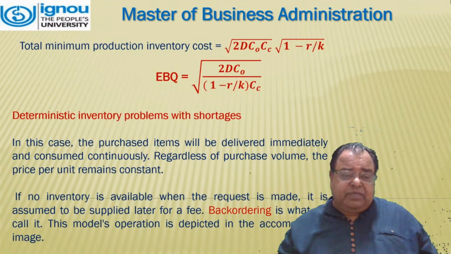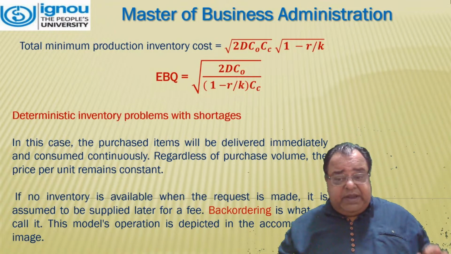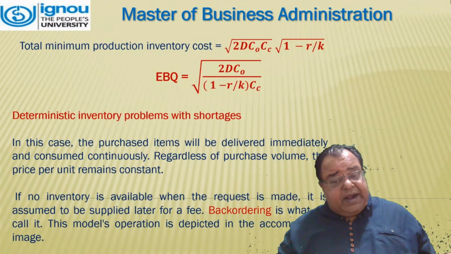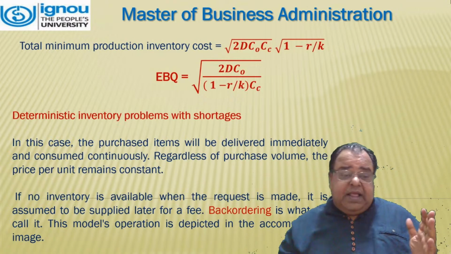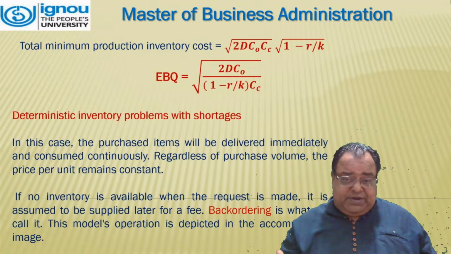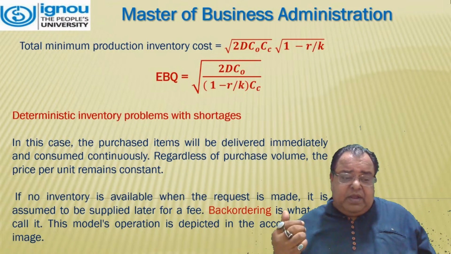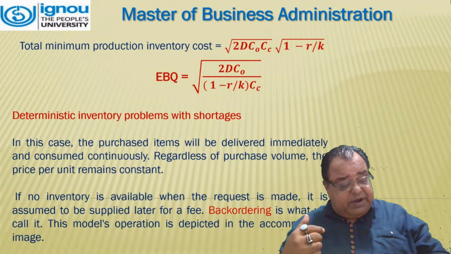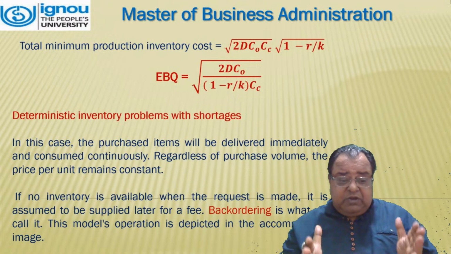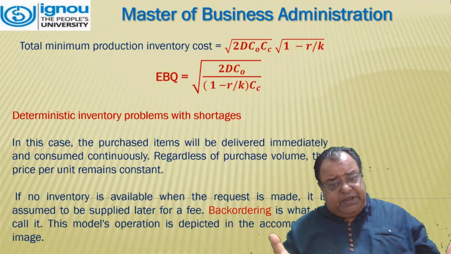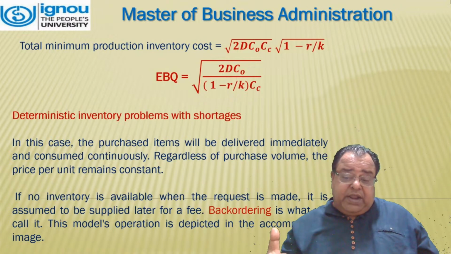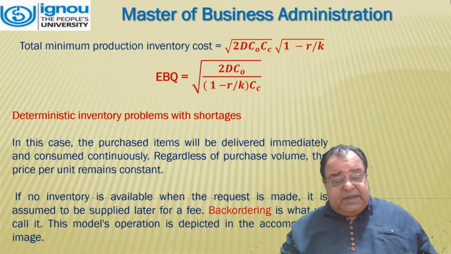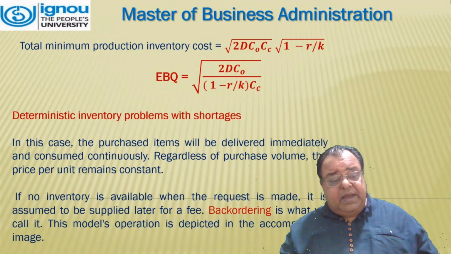In this case, the purchase item will be delivered immediately and consumed continuously, regardless of purchase volume. The price per unit remains constant. If no inventory is available when the request is made, it is assumed to be supplied later for a fee. Back ordering is what we call it. This model operation is depicted in the accompanying image.